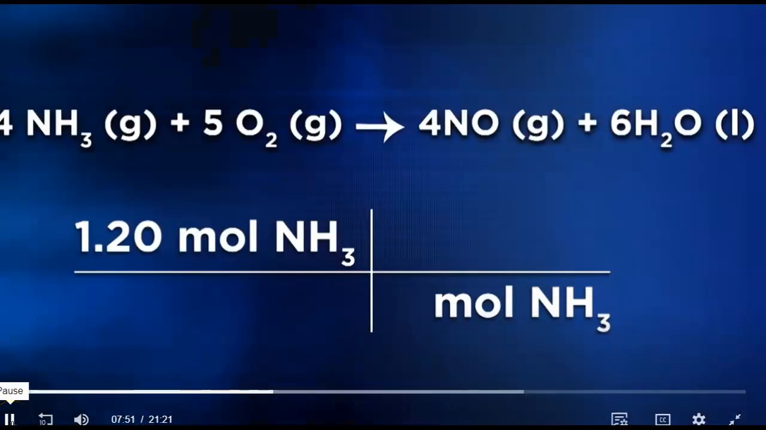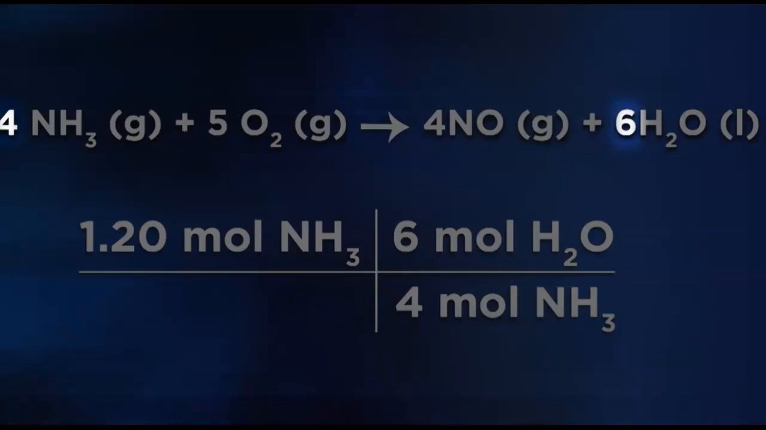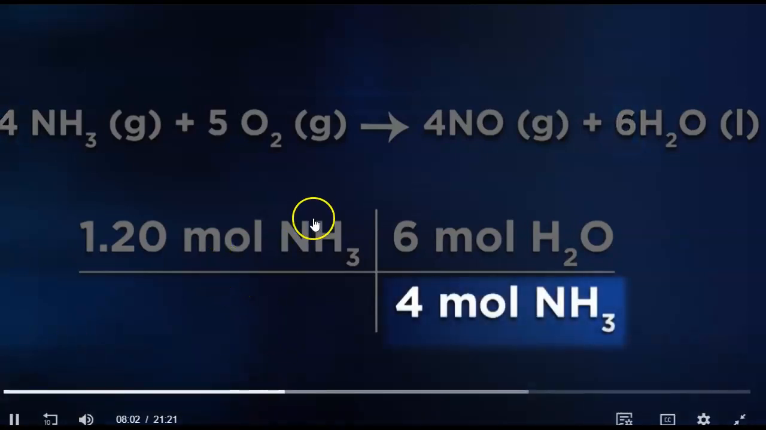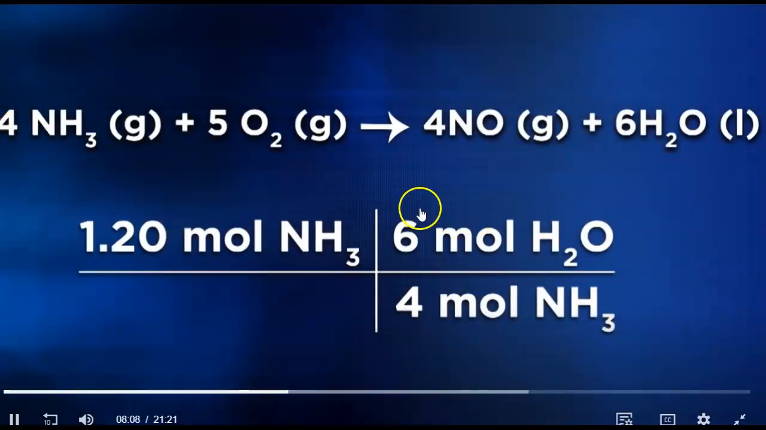Since we have the moles of what was given, we can do the mole ratio step. So we use the coefficients from the balanced equation to convert from moles of NH3 to moles of water. We put a 4 in the denominator in front of moles of ammonia, then put 6 moles of water in the numerator. Yeah, so that allows us to cancel the units of moles of NH3, and we'll be left with moles of water, which is what we want.